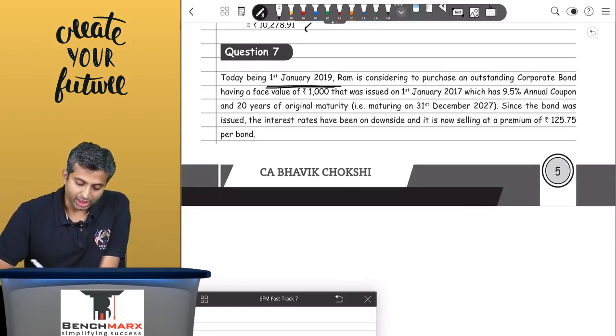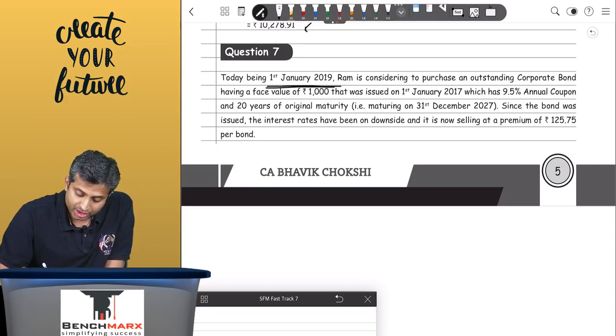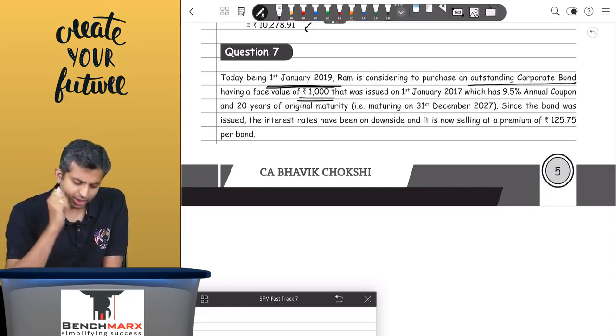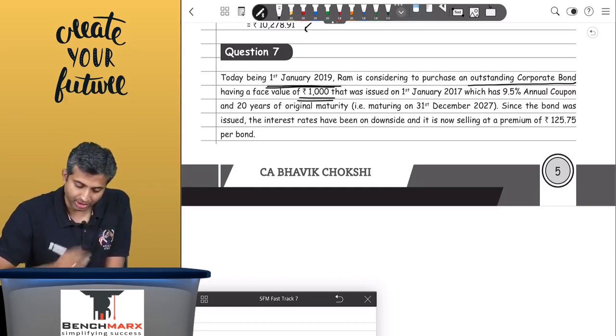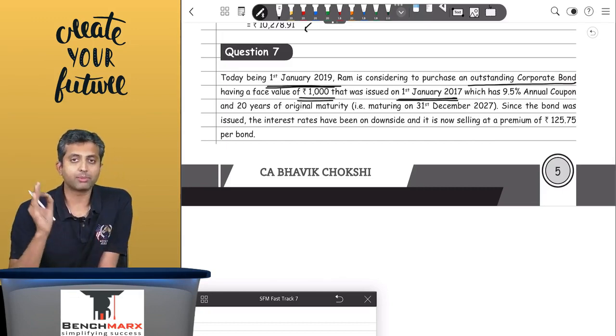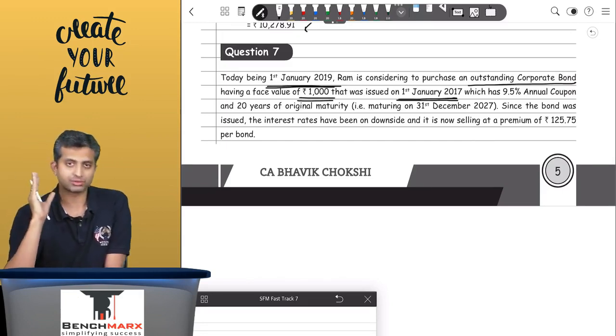On 1st January 19, Ram is considering to purchase an outstanding corporate bond having a face value of 1,000. So, this bond is already outstanding. Okay. So, this is a bond which has already been issued sometime in the past. That was issued on 1st January 17. Achha, 2 years have passed since then. Remember, value of a bond is the present value of future cash flows.